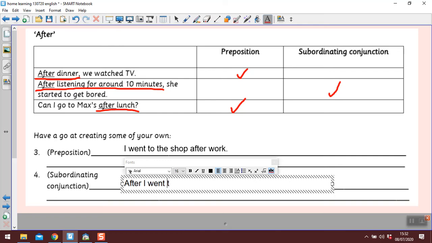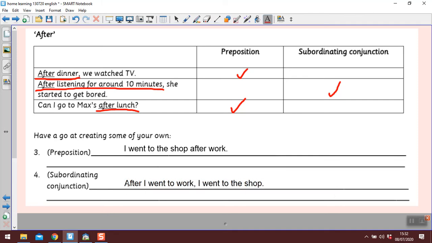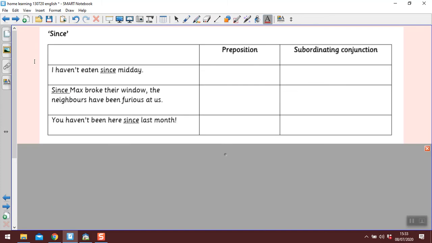After I went to work, I went to the shop. Now I've got to look at this whole clause. After I went to work, went is my verb, therefore this here is my subordinating clause. And after has been used as a subordinating conjunction. Now have a go at since. Has since been used as a preposition or a subordinating conjunction?